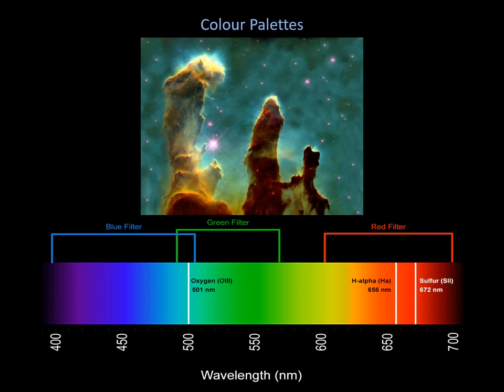But notice that hydrogen alpha and sulfur are both at the red end of the spectrum. The Pillars was colorized by assigning the sulfur II to the red channel, but instead of putting H alpha in the red channel as well, it was put in the green channel, and oxygen was put in the blue channel. Since hydrogen alpha was colorized green and is the most abundant gas, the Pillars of Creation was predominantly green, and this combination became known as the Hubble Palette.